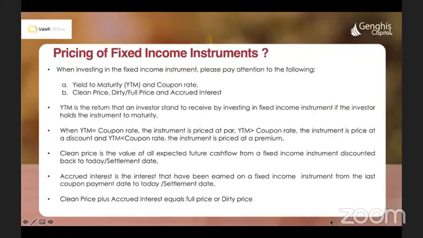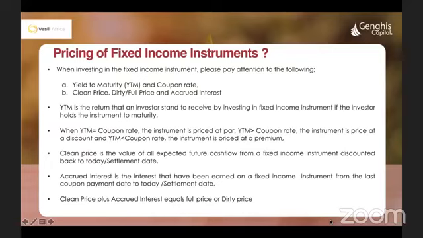The next one is, how do we price fixed income instruments? There are two things that we need to be aware of. There's what we call yield to maturity and coupon rate. Then the second one, what we call clean, dirty, or full price, or accrued interest.